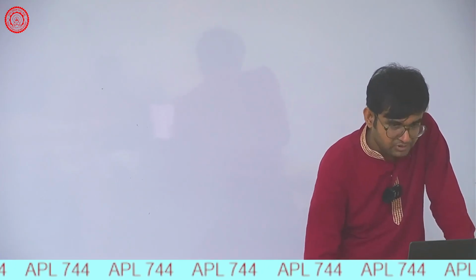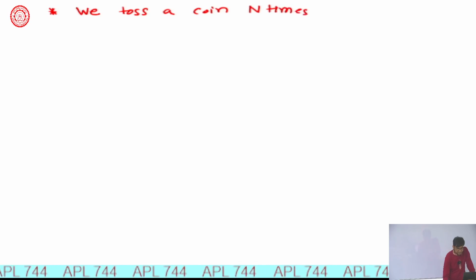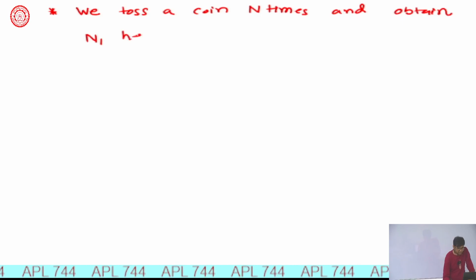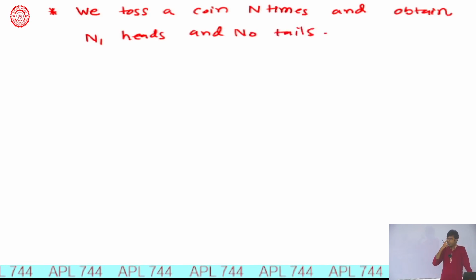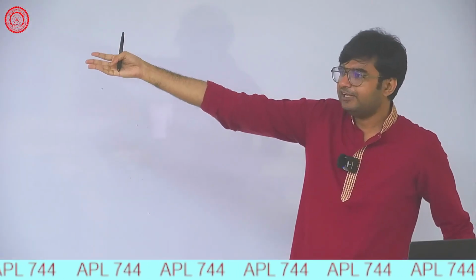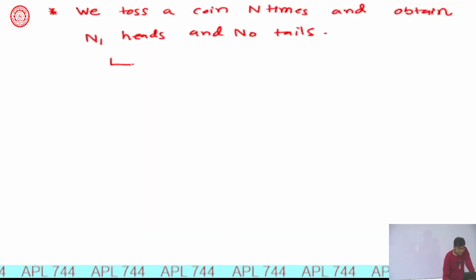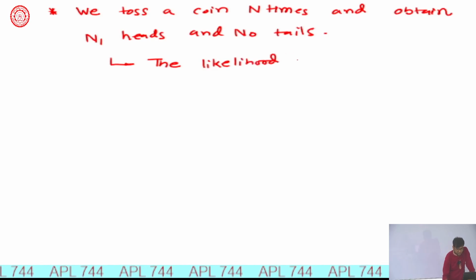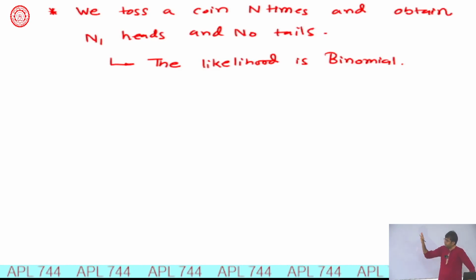So, let us start from the beginning. We toss a coin n times and obtain n1 heads and n0 tails. Okay. And because of this problem statement, where we are only concerned about the number of heads and tails we are getting, the likelihood is going to be binomial. The likelihood is binomial because of the problem statement.